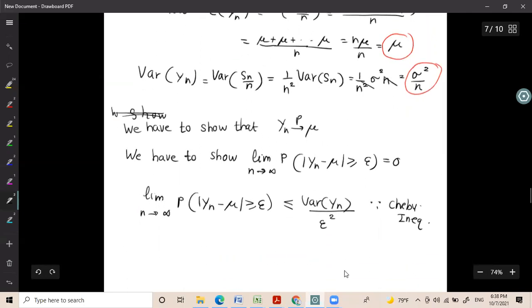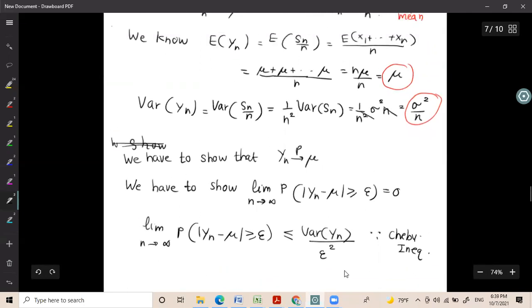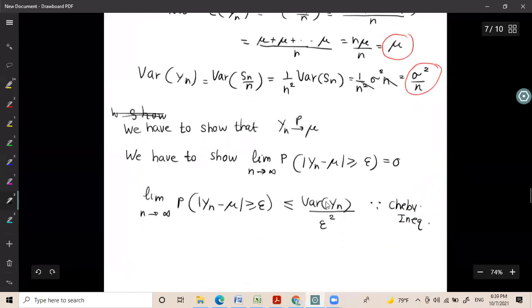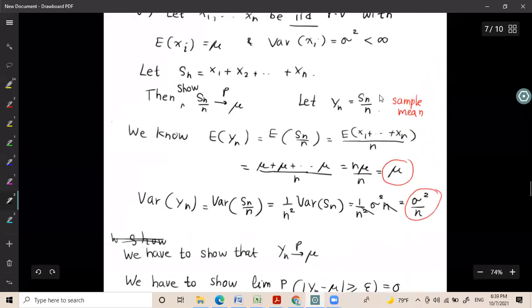And how do you find the variance of Yn? We already found it here, so that is why I did it here. But when you do the question, when you come to this part, here also you can find the variance of Yn. The variance of Yn is the variance of Sn over n, and you can proceed with the given information. Everything is given.